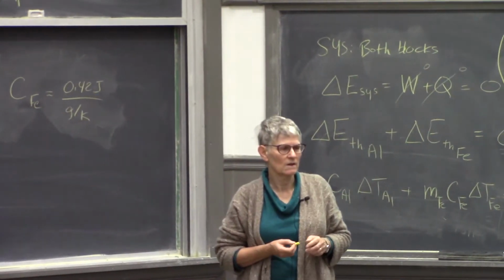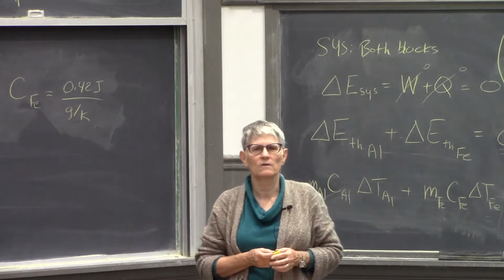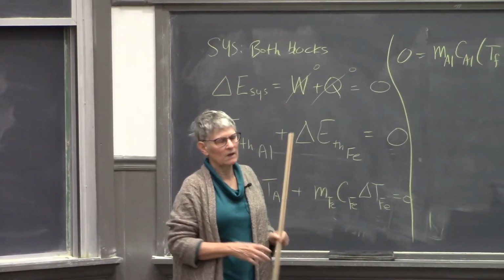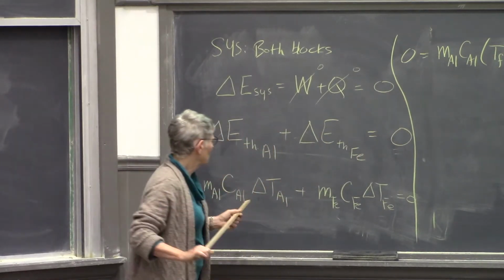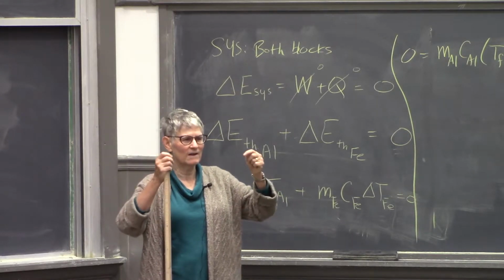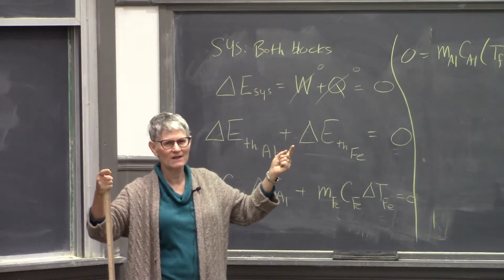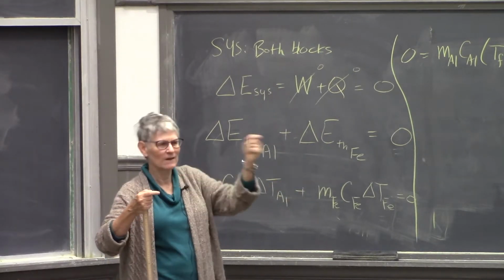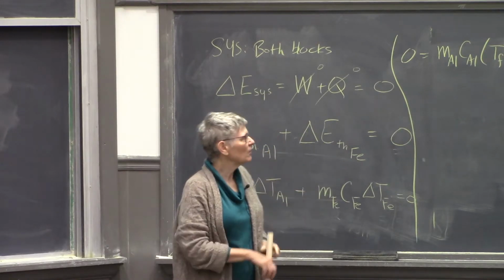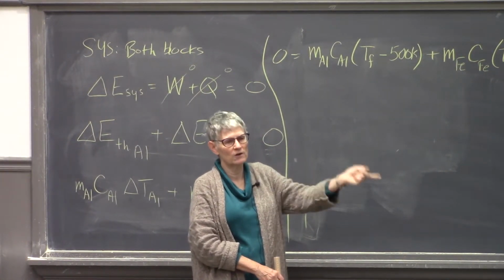Yes? Why were we able to start with both blocks as the system and then kind of break them up into two different systems? We can choose anything we want as a system, right? So we chose two blocks. We didn't break it up into two different systems. It's sort of the same as if you had two stars orbiting each other. The sum of their kinetic energies plus the potential energy would be a constant, but energy can flow from one to the other. So we're not breaking it up into two separate systems, we're just saying they're two pieces of the same system, and energy can flow within the system.